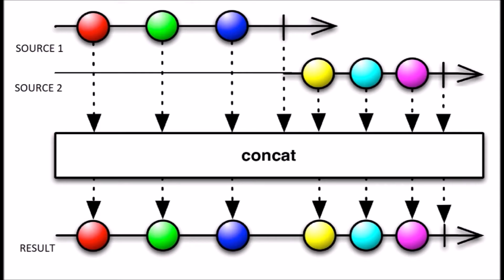We have a couple of sources, source 1 and source 2. Both are emitting values at different intervals. When we use a concat operator, the results of source 1 are followed by the results of source 2. When subscribing to the values using concat, the control waits for the source 1 values to be emitted, then combines the value of source 2 to source 1.